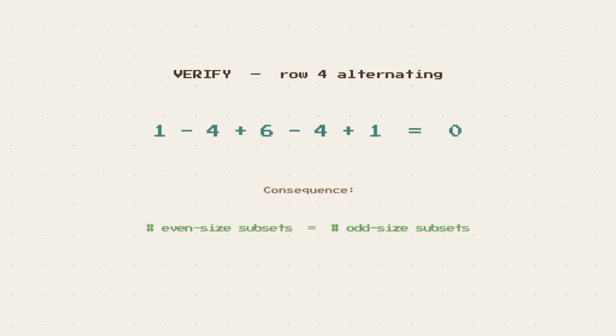So let's just check this for row 4 now. 1 minus 4 plus 6 minus 4 plus 1 equals 0. And that's done, right? And if you look at this, the even sized subsets are equal to the odd sized subsets. Very important to understand.